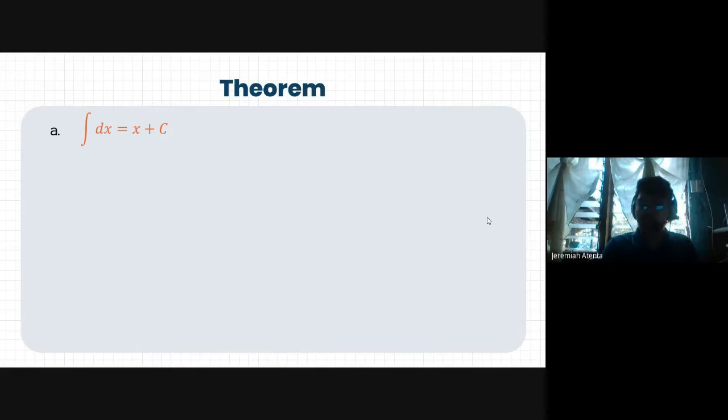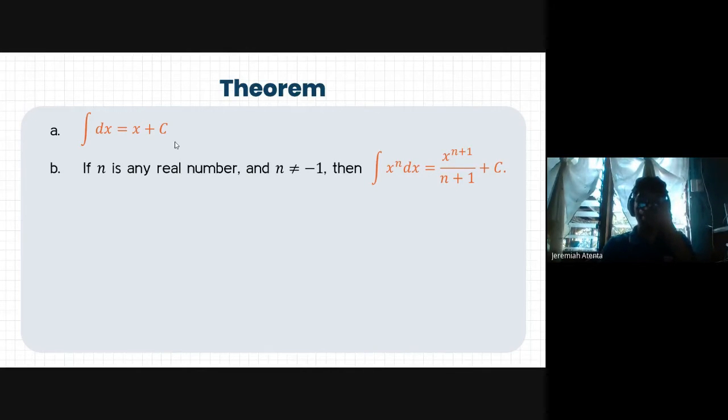So the first one, we have the integral of dx. Okay? So the integral of, actually there is an imaginary one there, right? One with respect to x. Ganon yon. The integral of 1 with respect to x, or just the integral of dx. Take note the derivative of x is equal to 1. Therefore, the integral of 1 is equal to x. So we have x plus c. Okay? So that is from the differentiation rules. We have this integral rule. First theorem.